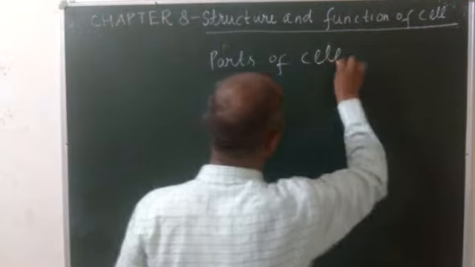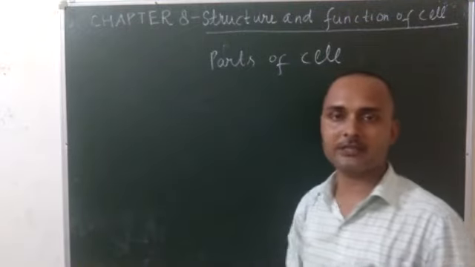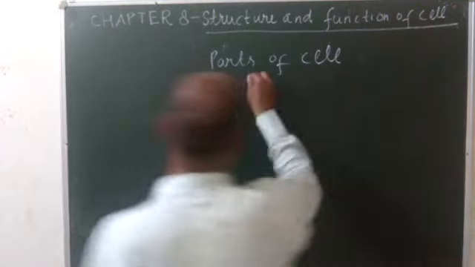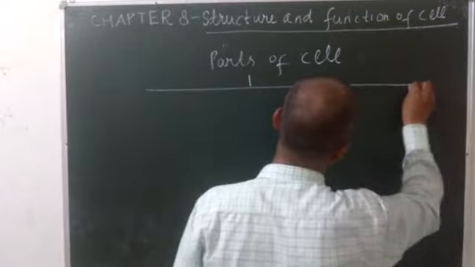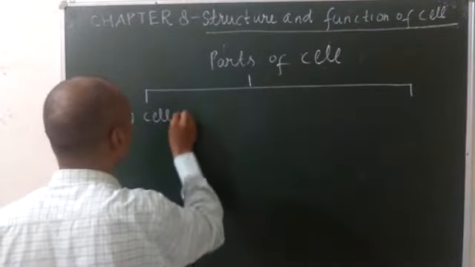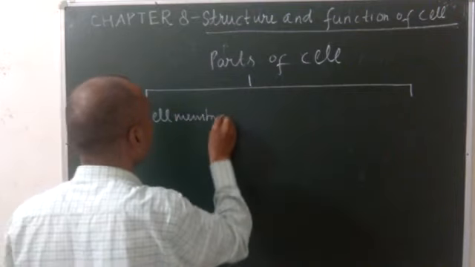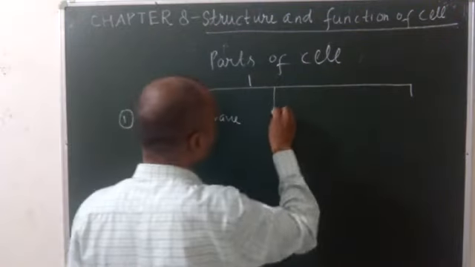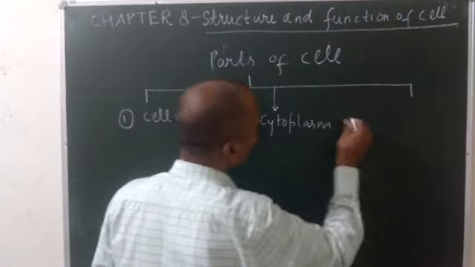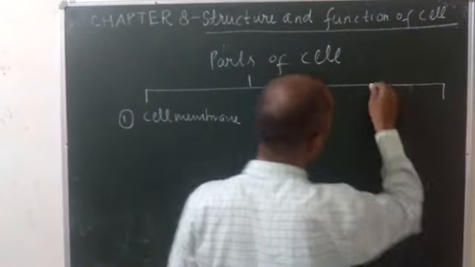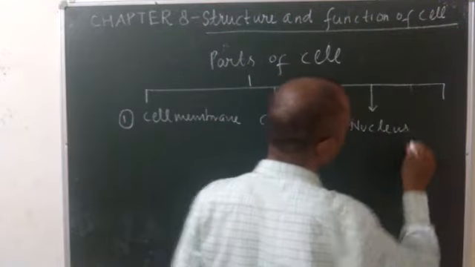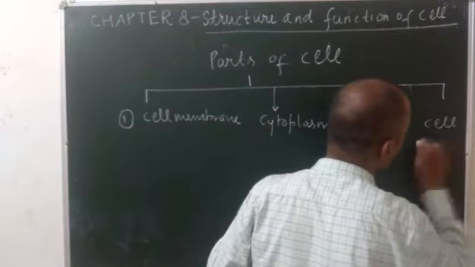First of all, you have to know how many basic parts of the cell there are. Then I will draw the structure of a typical or basic cell. So, parts of the cell: there are four parts. You have to know well about these parts. First part is known as the cell membrane. Second part is known as the cytoplasm. Third part is known as the nucleus. And fourth part is known as the cell organelles.